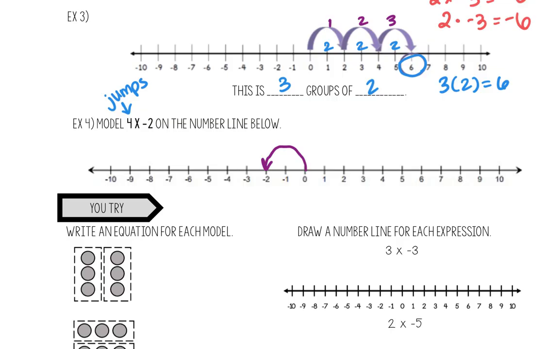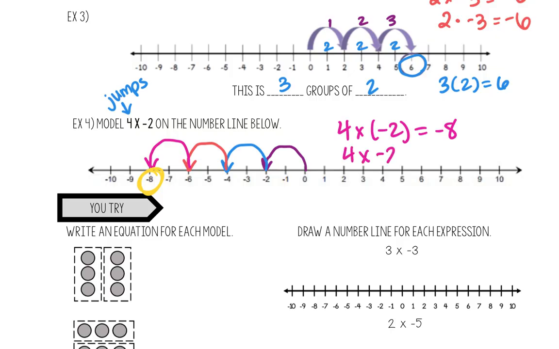Now I'm going to do another jump. Another one. And another one. That's going to give me 4 jumps going 2 in a negative direction each time. And where do I land? Negative 8. So this is showing me 4 times negative 2 equals negative 8. And remember, I could write it without the parentheses also. It does not make a difference.